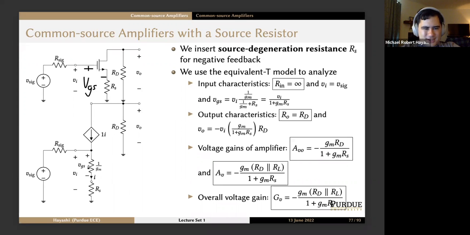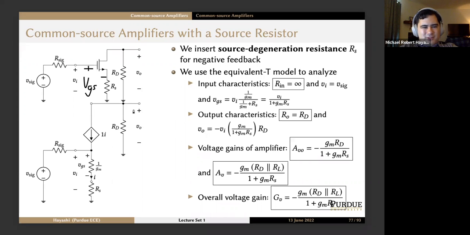The equivalent T model shows us that VGS looks like a voltage divider. It looks like Vi times 1 over gm, over 1 over gm plus RS. This is the voltage divider formula, where if you multiply top and bottom by gm, you get Vi over 1 plus gm RS, where gm RS is unitless. The output characteristics: Ro is equal to RD. We're neglecting the early effect because it makes things too messy here.